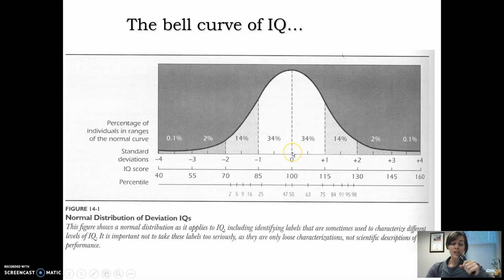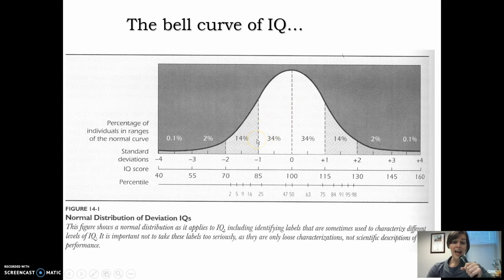Now, likewise, we'll see that 34% of the population has a standard deviation of -1. So that's 15 points below the mean. And so 34% of people will have an IQ between 85 and 100. Taken together, 68% of the population will have an IQ between 85 and 115.